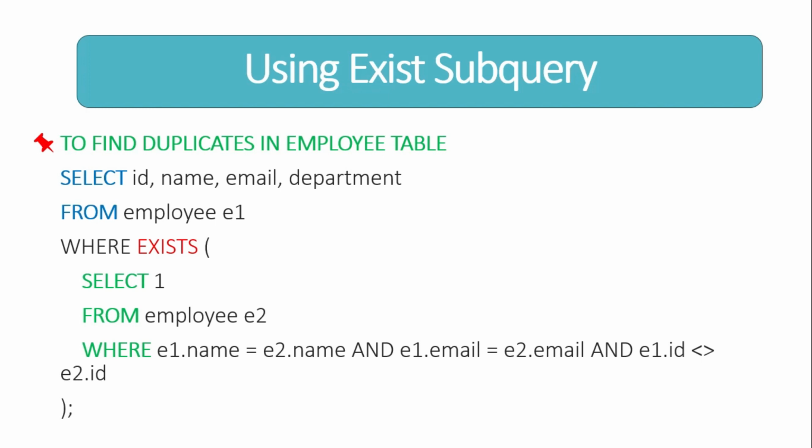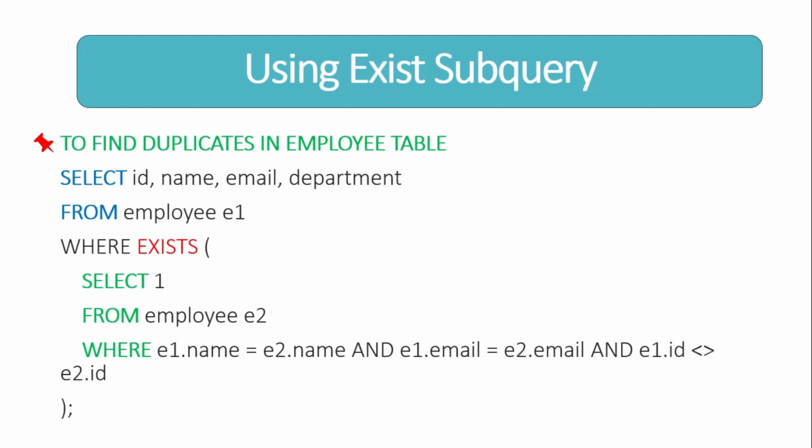This method uses a subquery to check if there exists another row with the same value for the column you suspect might have duplicates. So the query will be like this. Here again we are getting all 4 columns. Select ID, name, email address from employees E1, where we are going to use the EXISTS function. Here we are using the subquery select 1, 1 means ID, from employees table E2, where E1 name is equal to E2 name. Means name should be the same and email address should be the same. So E1 email is equal to E2 email and ID should not be the same.